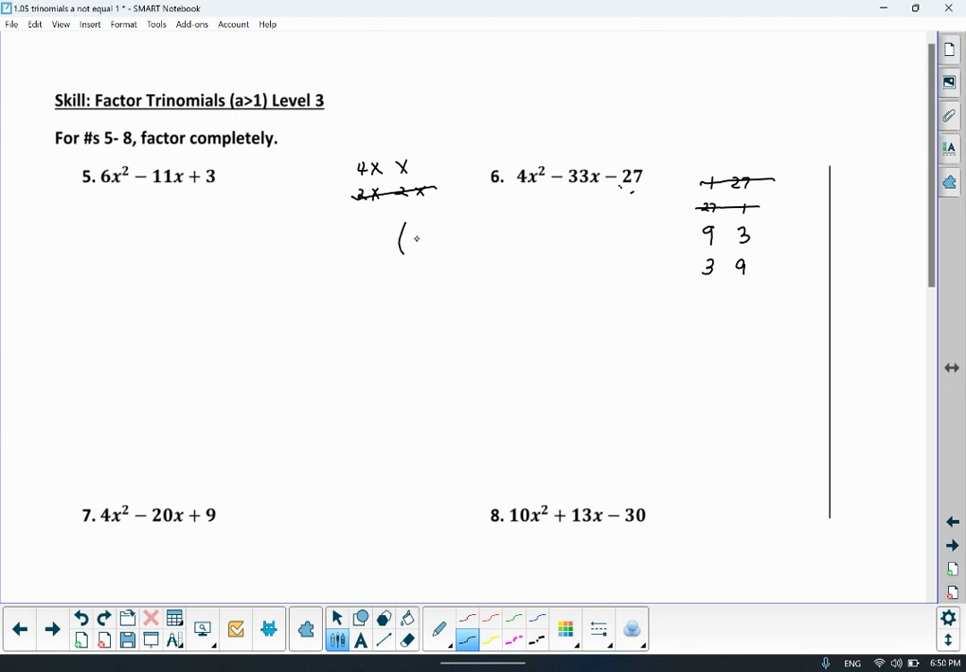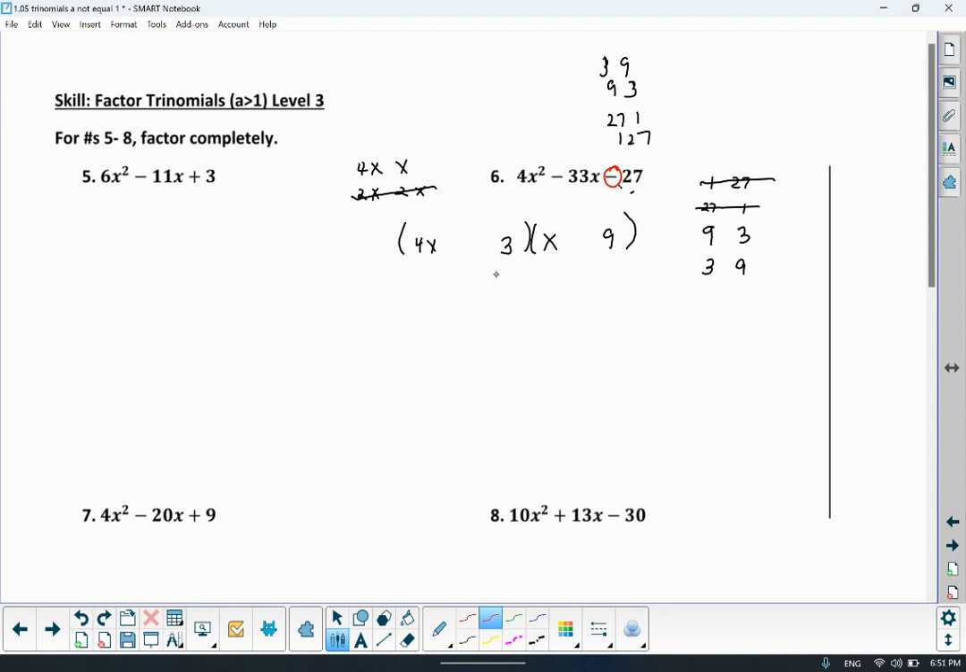So let's try 4x and x. And now the last term has to multiply out to 27. So that's 1 and 9, 3 and 9, 9 and 3, and 27 and 1, and 1 and 27. So there's nothing I can reduce out. So I'm going to try the 3 and the 9. I know because that last term has a negative, I have to have a positive and negative.